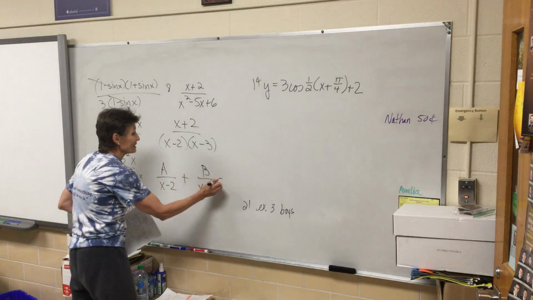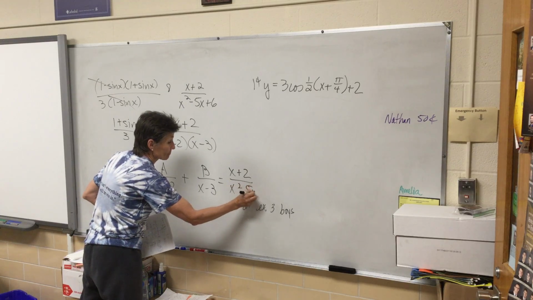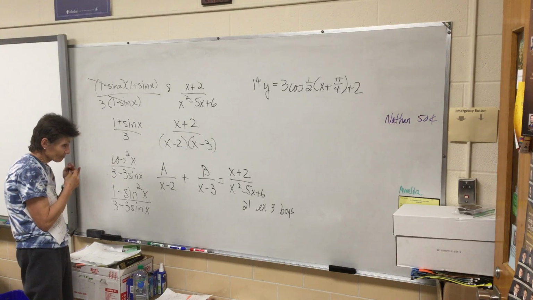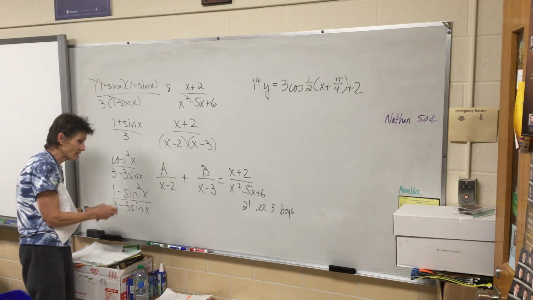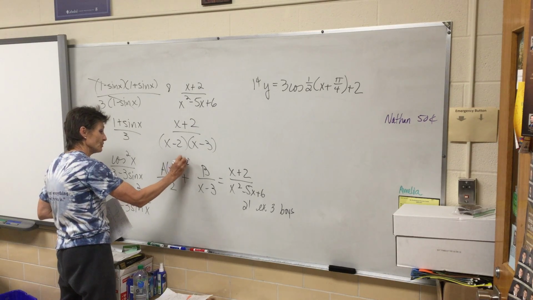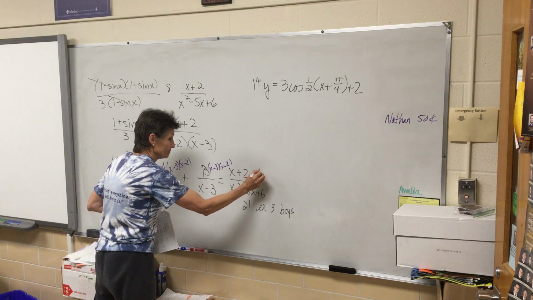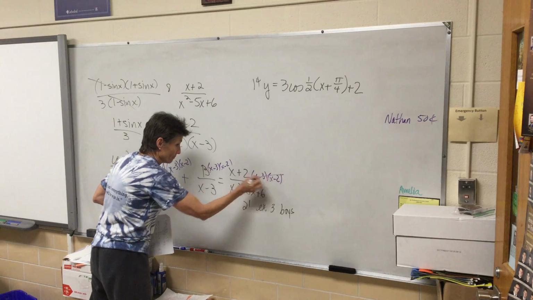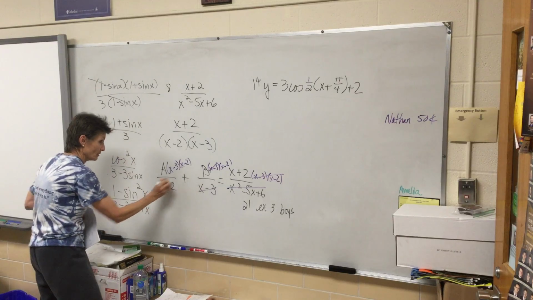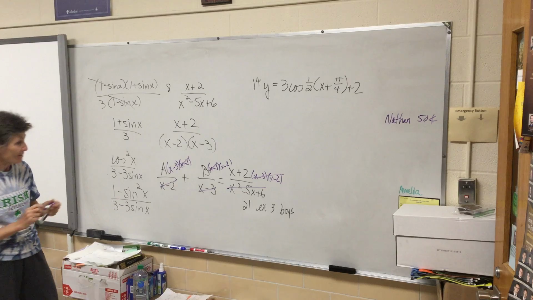Now, that equals the original problem. So if I multiply everything in that equation by x minus 3, x minus 2, all that's going to cancel. This is going to cancel, and this is going to cancel. So I just cleared out my fractions.